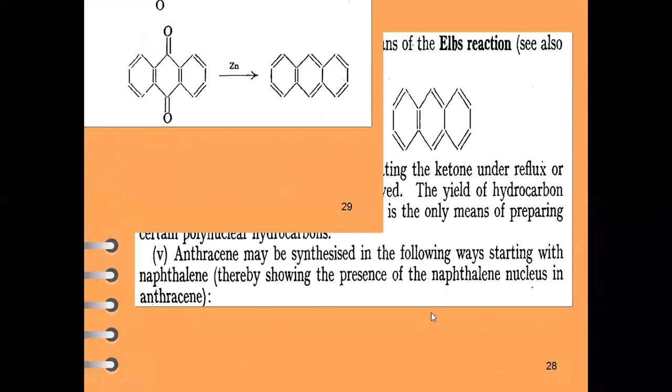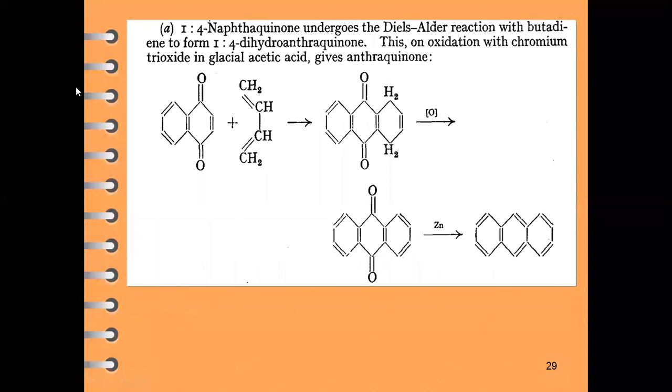Now, this method will show us that anthracene can be synthesized by using naphthalene. This can be confirmed, as anthracene contains a structure of naphthalene. So, how are we going to use naphthalene?